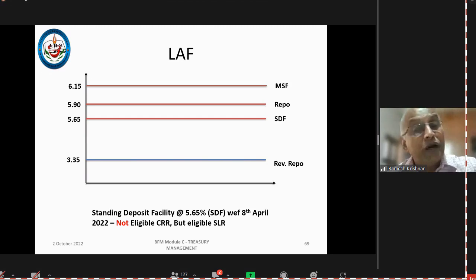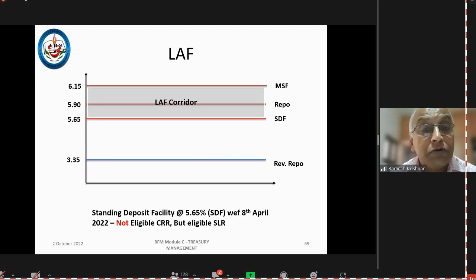Now, don't confuse, don't memorize by heart, no confusions, be clear concept-wise. Effectively, the LAF corridor now rests between MSF and SDF, because SDF is available at 5.65 every day and MSF is available at 25 basis points above repo rate. Effectively, the corridor for liquidity under LAF shifts from the repo, reverse repo window to MSF to SDF. That's all I want. So be clear about every rate so that you know which is lowest.